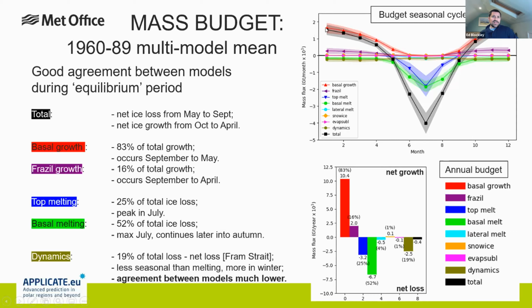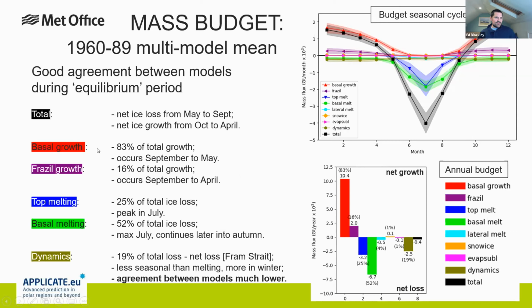And then during the winter, there's net growth, which is mostly driven from congelation growth of ice at the bottom of existing ice. There's also some open water formation there, which is this sort of purple color, frazzle growth. But the models pretty much all agree pretty well. So here these are plus or minus 1 standard deviation across the models. And the models agree pretty well. They all agree that it's net loss between May and September and net growth between October and April.